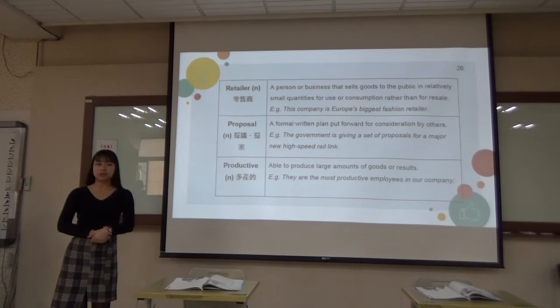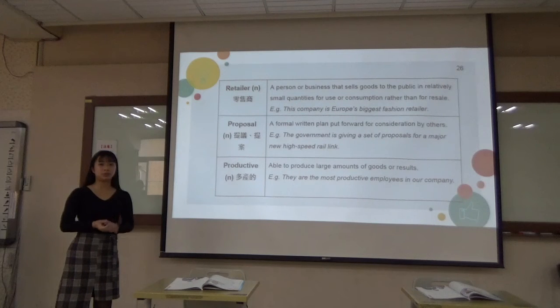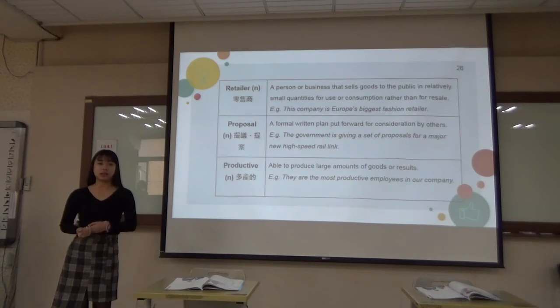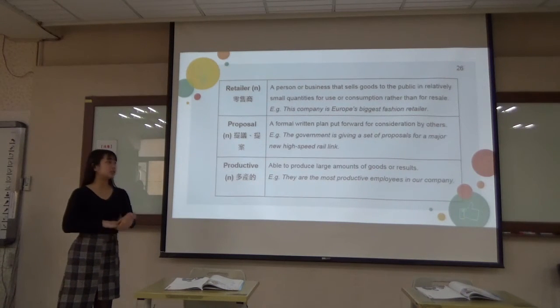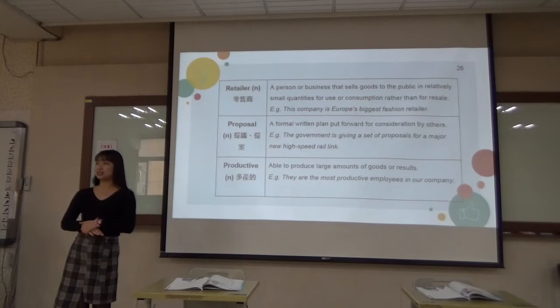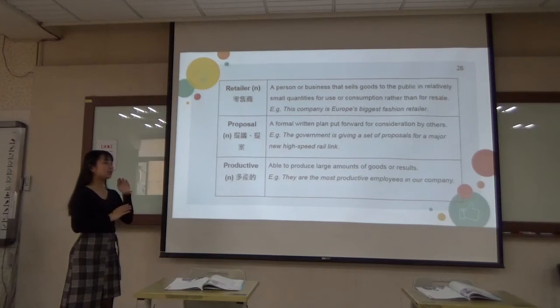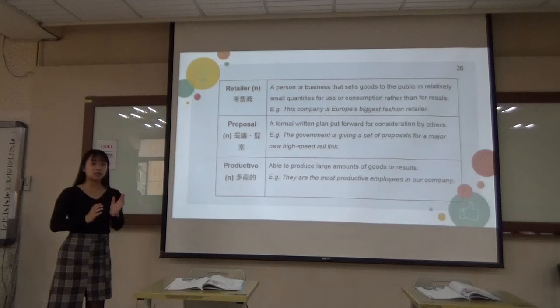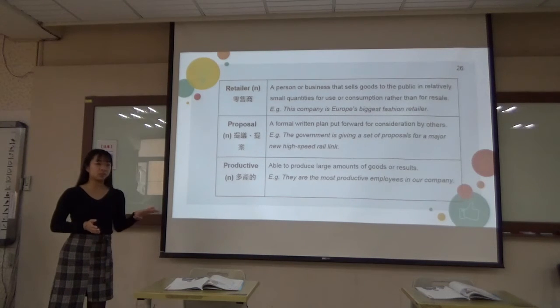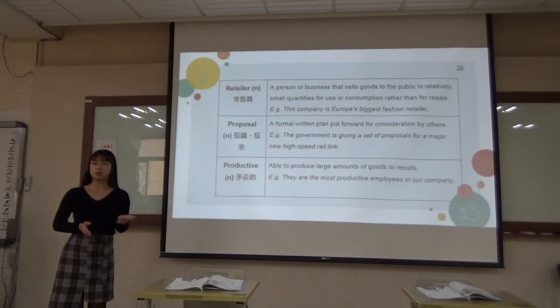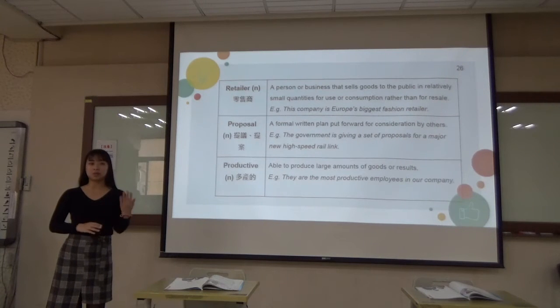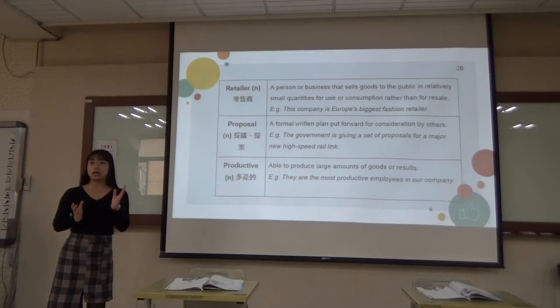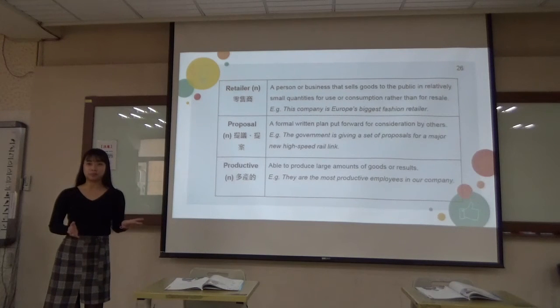Proposal means a formal written plan put forward for consideration by others. Like, the government is giving a set of proposals for a major high-speed rail link. Next is productive. Productive means you are able to produce large amounts of goods or results. Like, they are the most productive employees in our company. It means they come up with the most ideas or projects in our company.